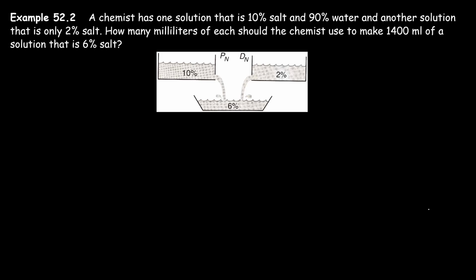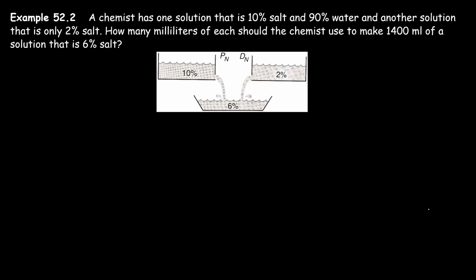All right, so a chemist has one solution that's 10% salt and 90% water, and another solution that's 2% salt. How many milliliters of each should the chemist use to make 1,400 milliliters of a solution that is 6% salt?